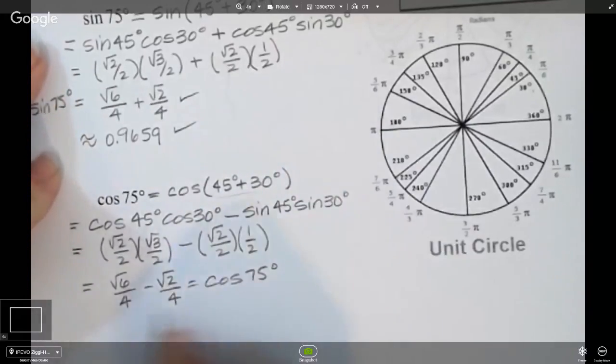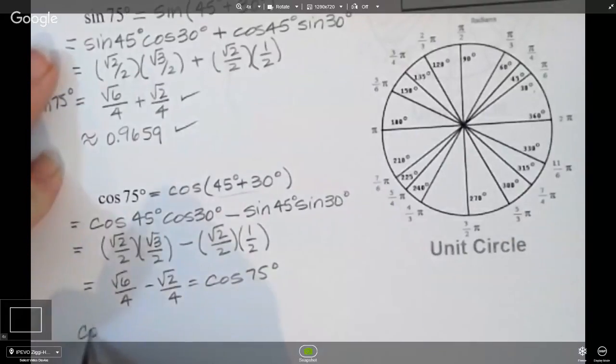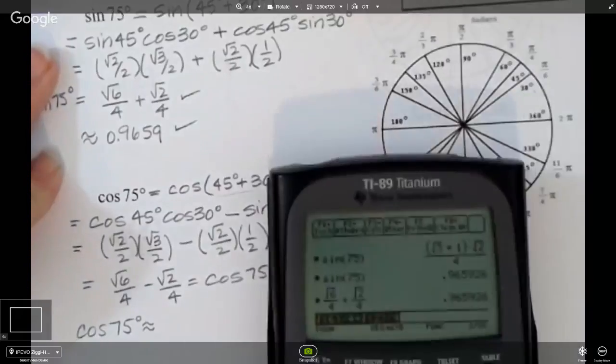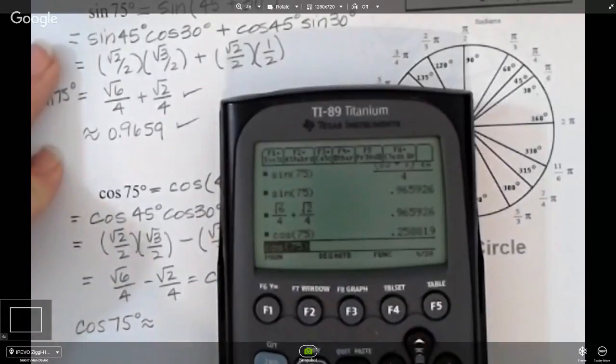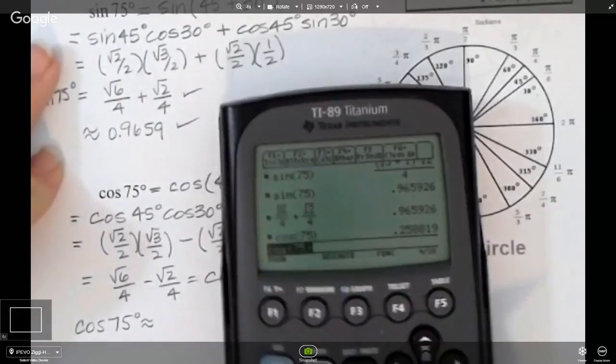So we're going to see if that's equivalent to the cosine of 75 degrees on the calculator. All right, so let's put that in the calculator and clear this out. And we're going to go second cosine of 75 degrees. And we're going to go diamond approximate. And we get 0.2588.